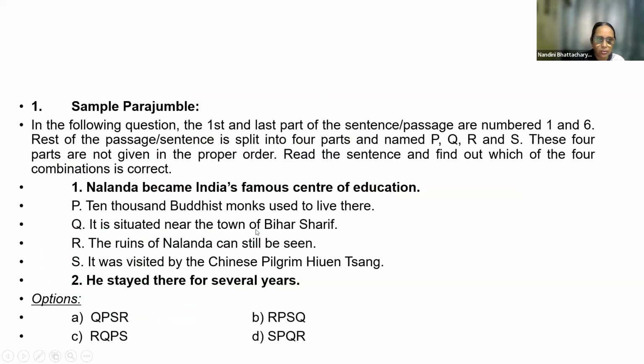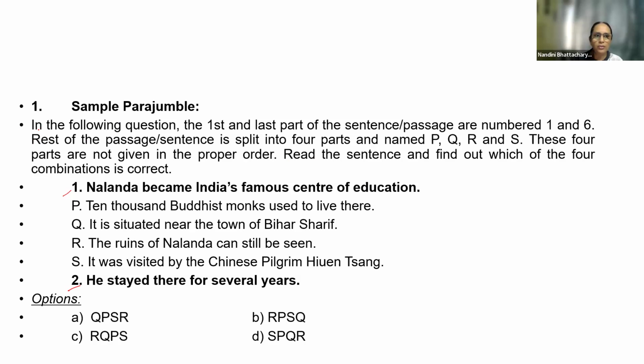Okay, so let's look at this example. Now, this is an example where your first sentence is given to you and the last sentence is given to you to make it easier. So you may get this type of question where the first and last sentences are given and the middle sentences are jumbled up.